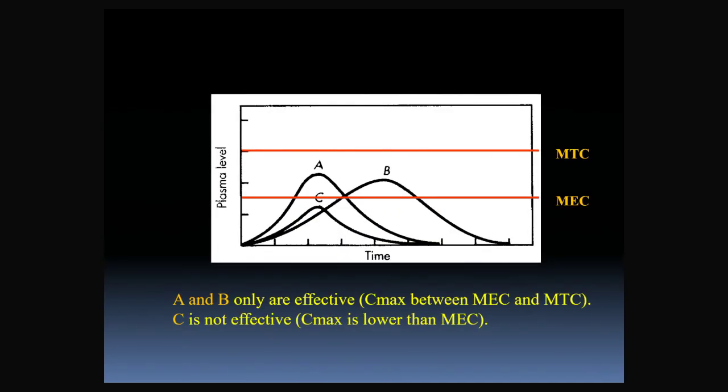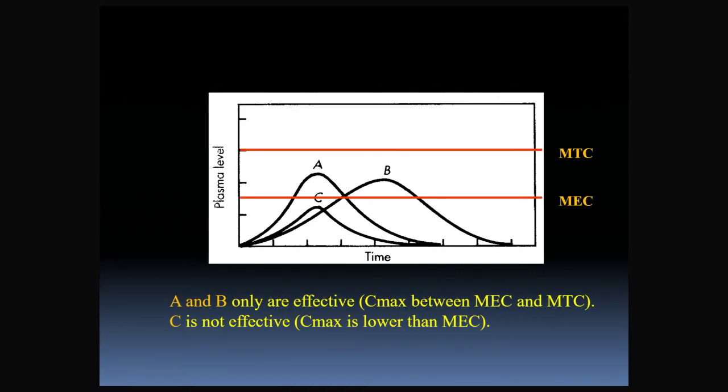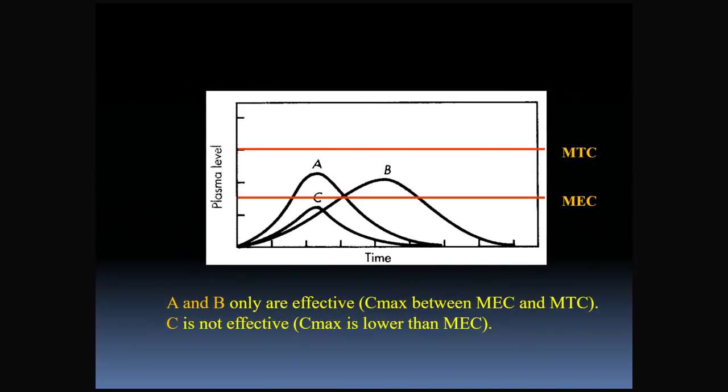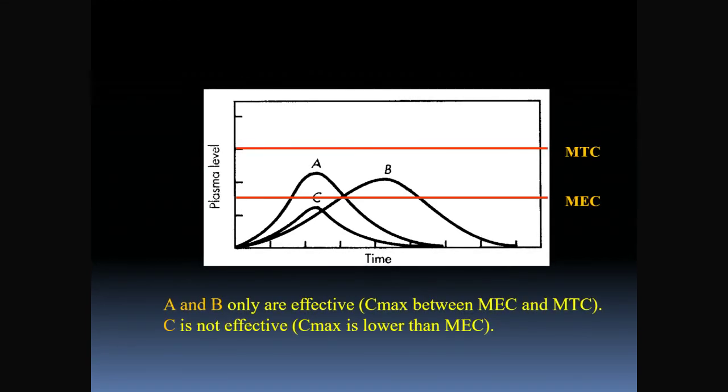Analyze these plasma concentration thresholds, where the horizontal line MEC represents the baseline concentration required for clinical efficacy, while MTC marks the ceiling where toxic side effects begin. Formulations A and B are both therapeutically successful because their peak concentrations, or Cmax values, fall precisely within this therapeutic window, though formulation B provides a more prolonged duration of action due to its slower absorption rate.